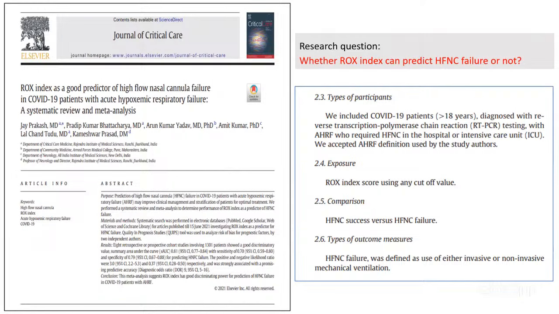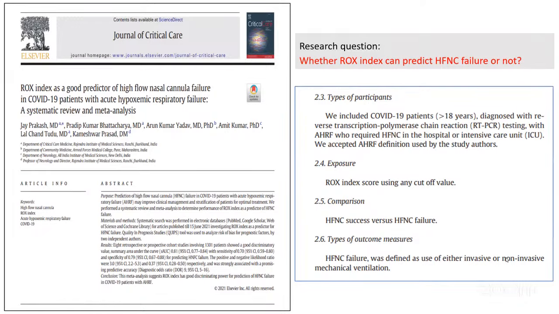So what exactly did we do? We wanted to see the findings. In that case, the exposure was the ROX index, and we compared HFNC success versus HFNC failure. So the type of outcome was HFNC failure.